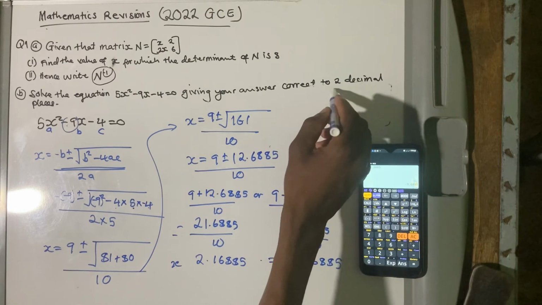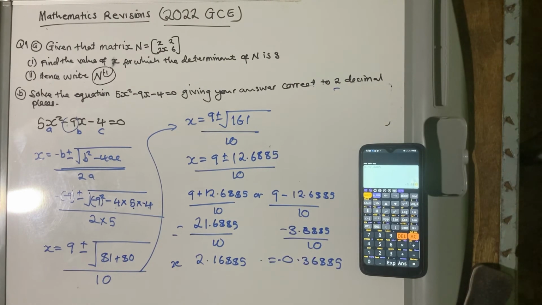The instructions say to leave the answer correct to 2 decimal places, which means 2 numbers after the decimal point. The rounding digit is more than 4, so I add 1 to the previous digit, and it becomes 2.17, or x equals negative 0.37 to 2 decimal places, as the rounding digit is 7. This is how we are supposed to solve this question. Thank you so much for watching and have a good day.